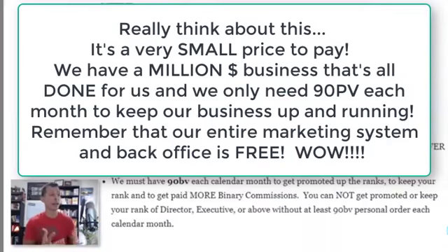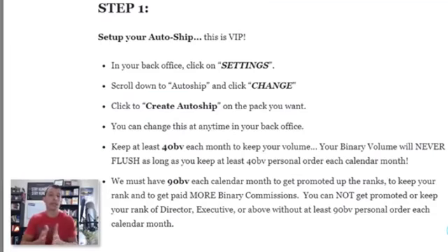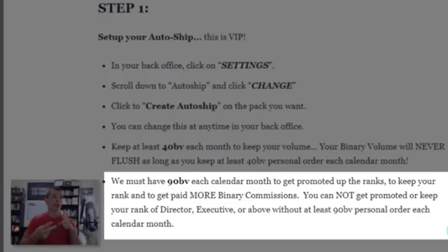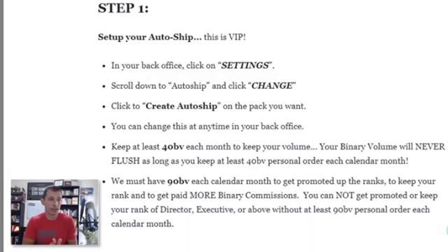So as you can see here, we must have at least 90 in personal volume each calendar month in order for us to get promoted up the ranks, in order for us to get paid more binary commissions, and you will not be able to keep your rank of director, executive, 5K or above without at least 90 in personal volume each calendar month. So again, anyone who's serious about building this business, you've got to have 90 in personal volume.